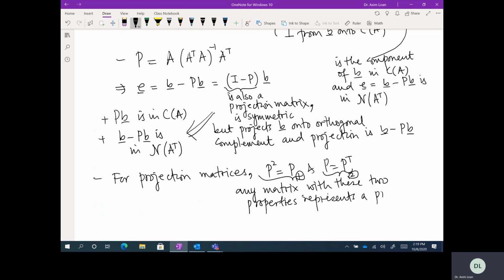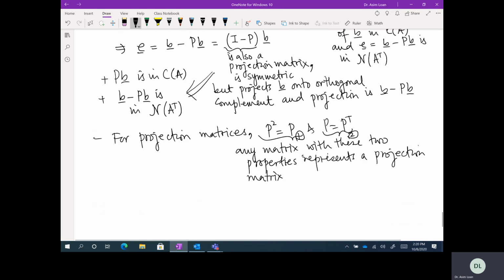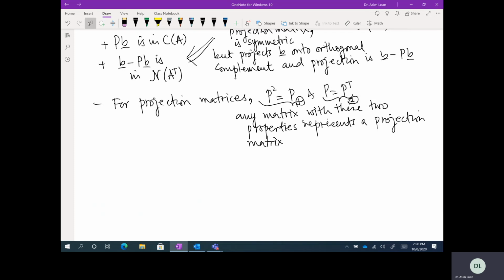Represents a projection matrix. Okay, so if you want to see, we can see P squared. So P squared is equal to A into (A transpose A) whole inverse into A transpose, times A into (A transpose A) whole inverse into A transpose.